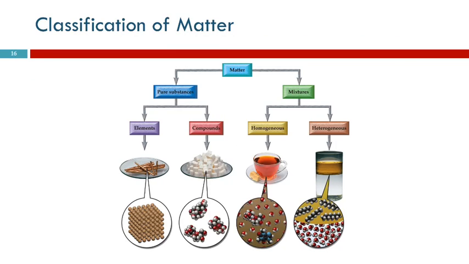So here's the whole thing, sort of a flow chart. We take matter, we can break it into pure substances and mixtures. And then we can further subdivide pure substances into those that are elements and those that are compounds. And mixtures can be divided into homogeneous mixtures or heterogeneous mixtures. So that's the broad picture of what we're talking about.